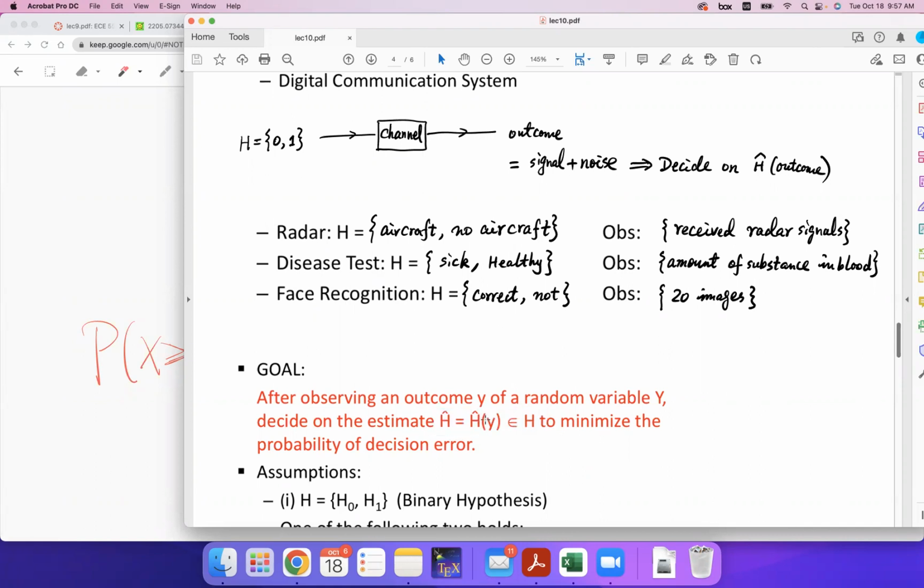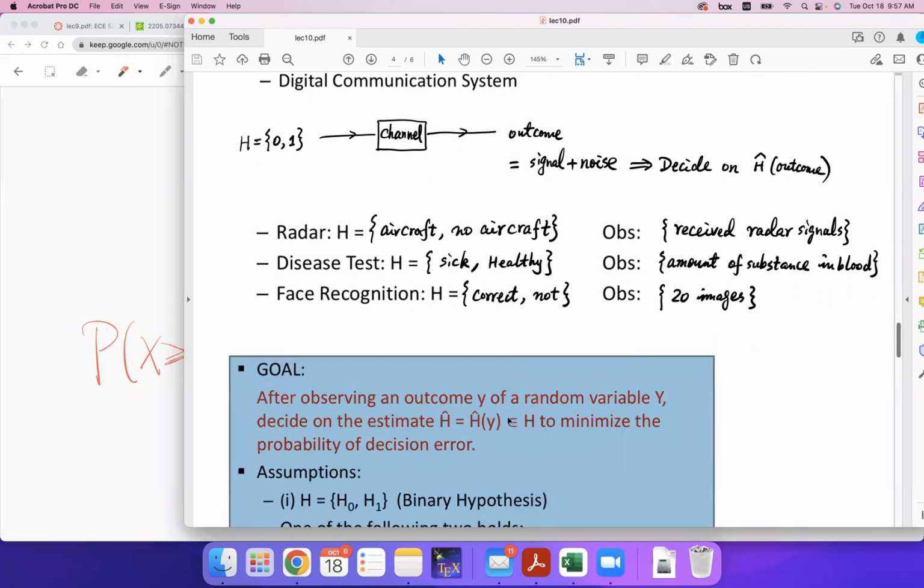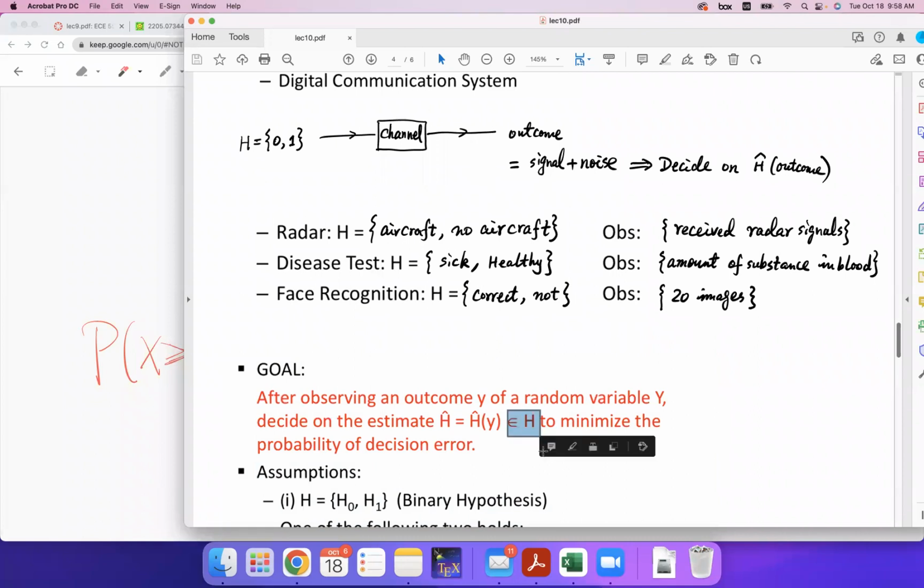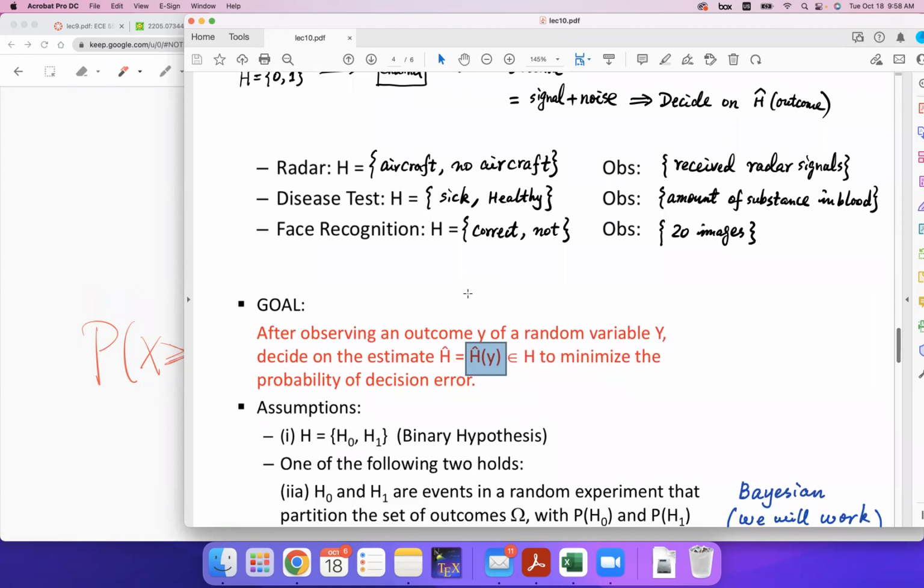So we want to choose H hat of Y, which is a decision rule based on the observation. Based on this observation, this decision rule will help us pick a hypothesis from the hypothesis set. In particular, we want such a decision rule to help us minimize the probability of decision error. This is a very intuitive goal. We want to build a decision rule based on the observation that minimizes the probability of decision error.